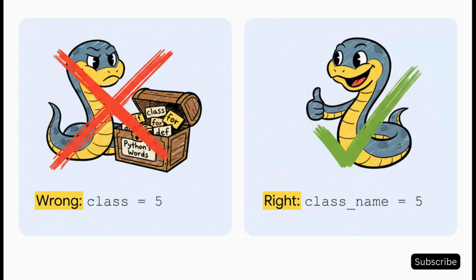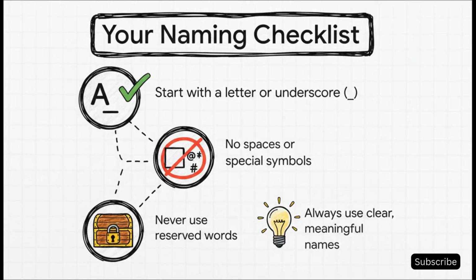And finally, the 5th big one, trying to use one of Python's magic words. These are called reserved words. Think of words like class, if, for, while. These words already have special jobs in the Python language, so you can't just snatch them for your own variable names. If you try something like class equals 5, Python's going to have an identity crisis. The easy workaround? Just add another word or an underscore to it. class_name works perfect.